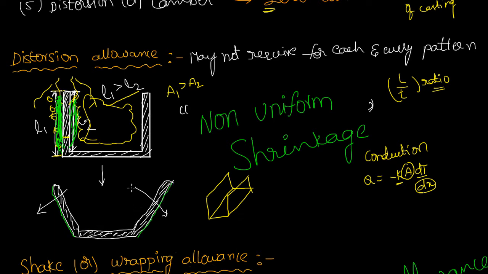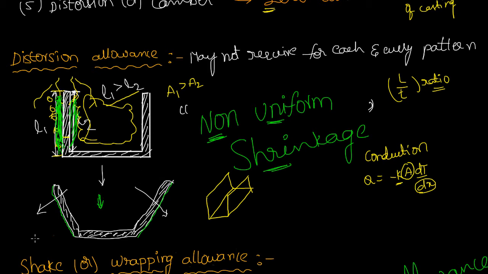So the main reason for giving distortion allowance is non-uniform shrinkage, right? Now you understand what non-uniform shrinkage means and where it comes from. It is the fundamental phenomenon of conduction heat transfer. If the areas are not the same, then the heat transfer is also not the same, then shrinkage is also not the same. So to make sure that we are not giving any allowance, then it will become like this.